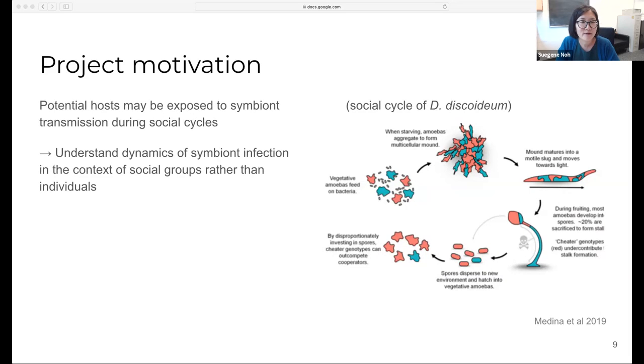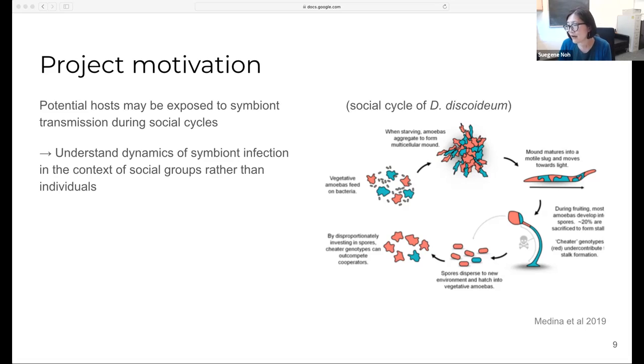As a lab, we are also interested in understanding the Dicty-Burk system as a way of looking at social infections. Close social interactions have been shown to predict more similar microbiomes and vice versa. There have been several model systems, including humans, baboons, and more recently honeybees, that show a lot of this work. The social cycle of Dicty makes this a really great system to think about social symbiont transmission.